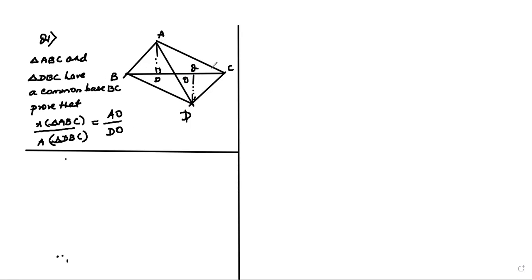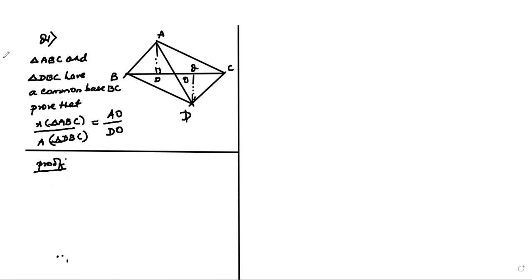AD is the height, so BC becomes a base for triangle ABC. DQ is the height, so BC becomes a base for triangle DBC. Now it's right to say they have a common base. So naturally, we want the ratio of the areas. So can I say, children, prove. First, construction.